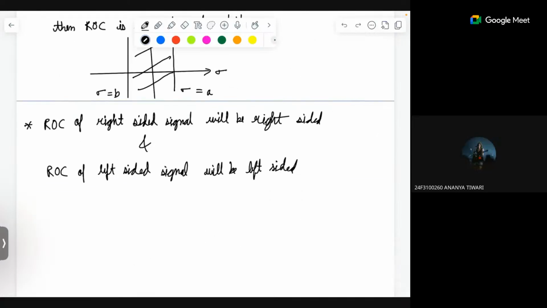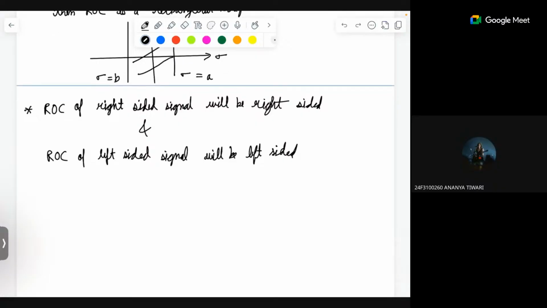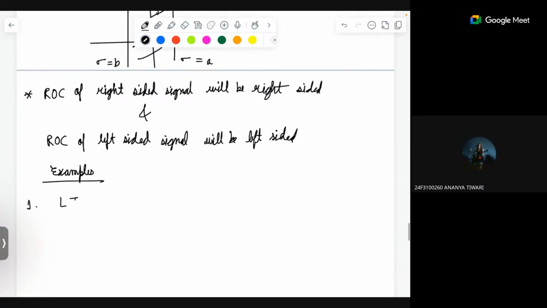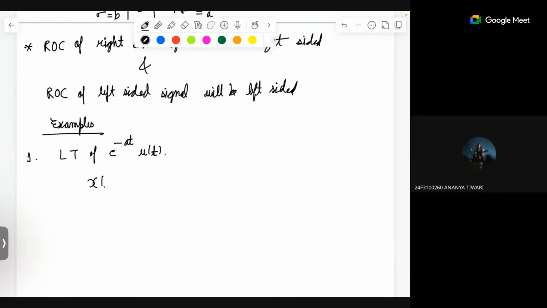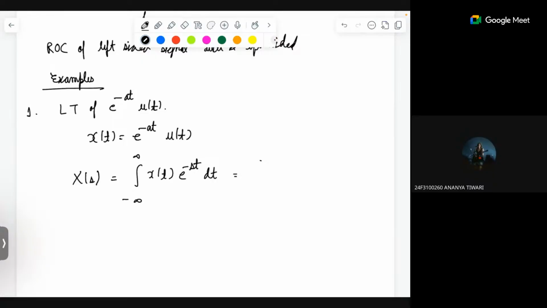Now, let us solve two cases of Laplace transform to see the importance of ROC. First one I will do, second one you will have to do. So first we have to find Laplace transform of e raised to the power of minus at u(t). That is, x(t) is e raised to the power of minus at u(t). The Laplace transform formula is the integral from minus infinity to infinity of x(t) e raised to the power of minus st dt. I substitute x(t).